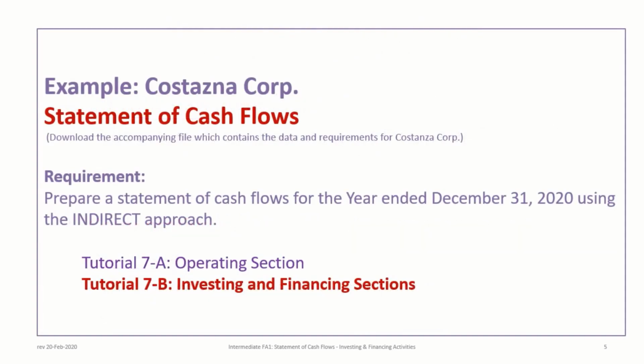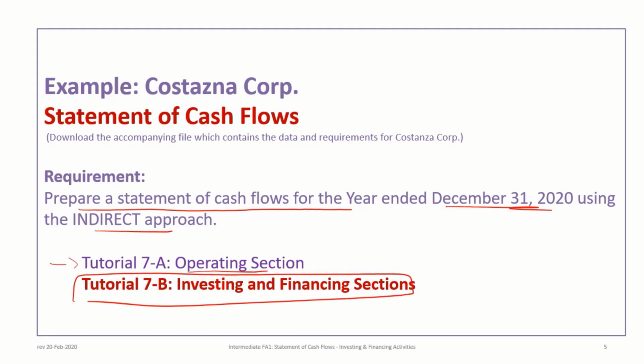So this tutorial follows the Costanza Corp example on the statement of cash flows, and the requirement was to prepare a statement of cash flows for the year ended December 31st using the indirect approach. Tutorial 7a focused on the operating section, and now we will look at the investing and financing sections.